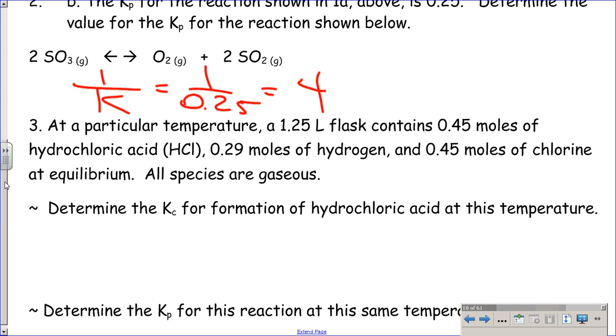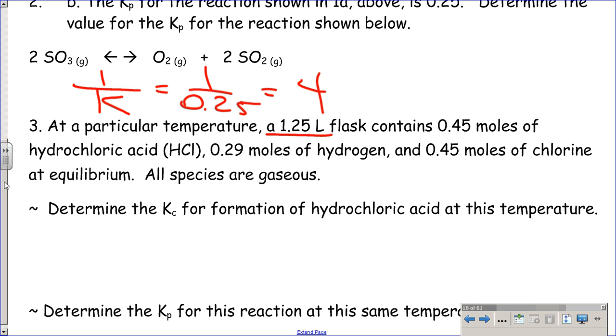Okay. At a particular temperature, a 1.25 liter flask contains that many moles of hydrochloric acid, that many moles of hydrogen, that many moles of chlorine. All species are gaseous. Determine, so these are your important numbers: moles of HCl, moles of hydrogen gas, and moles of chlorine gas. So if I were you, I would be writing down my givens, which are those 4 numbers. All species are gaseous. Determine the Kc for the formation of hydrochloric acid at this temperature.